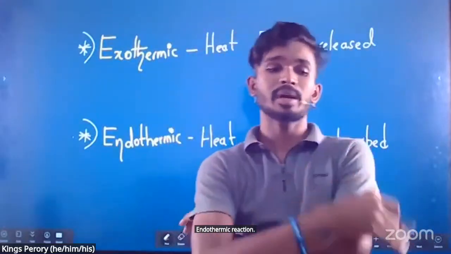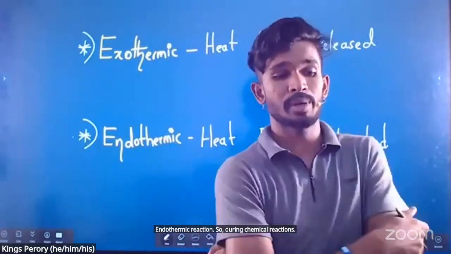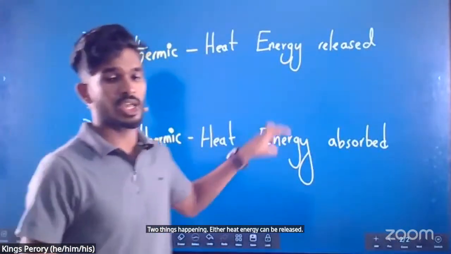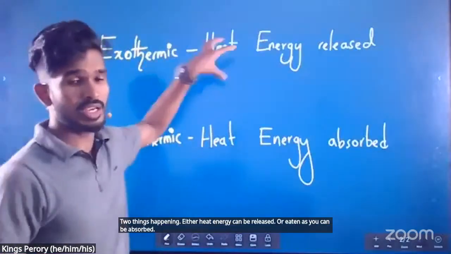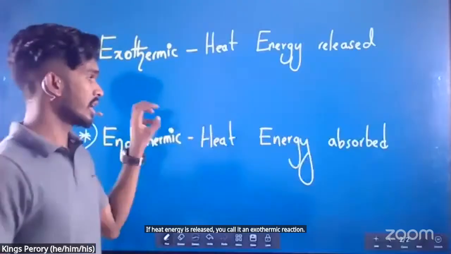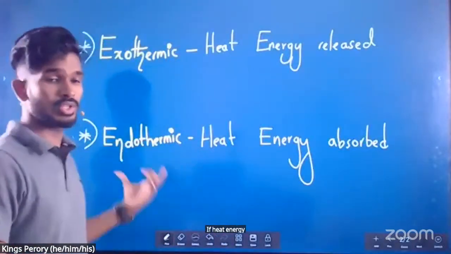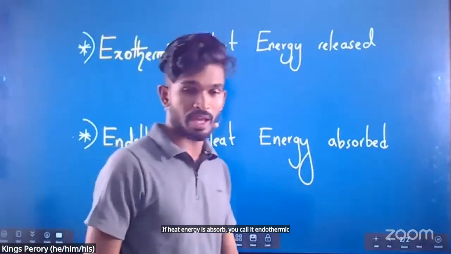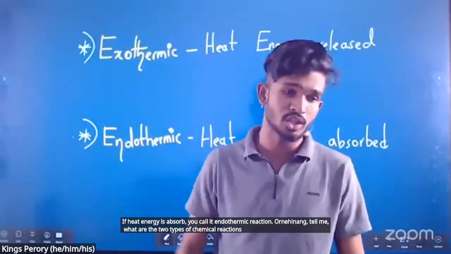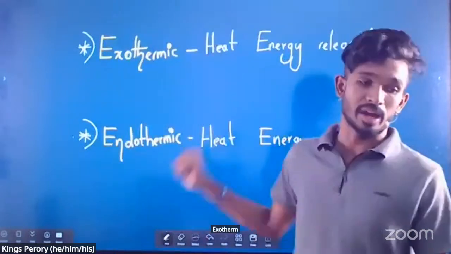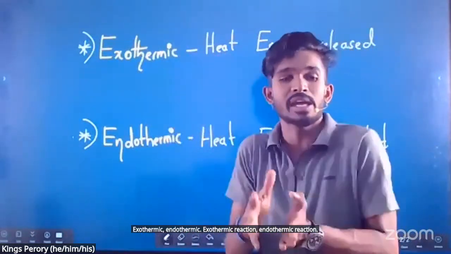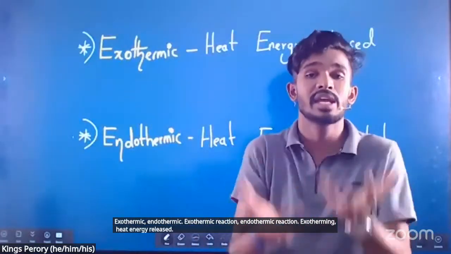So during a chemical reaction, two things can happen. Either heat energy is released or heat energy is absorbed. If heat energy is released, you call it an exothermic reaction. If heat energy is absorbed, you call it an endothermic reaction. Tell me, what are the two types of chemical reactions depending on the heat change? Exothermic reaction, endothermic reaction. Exothermic, heat energy released. Endothermic, heat energy absorbed.